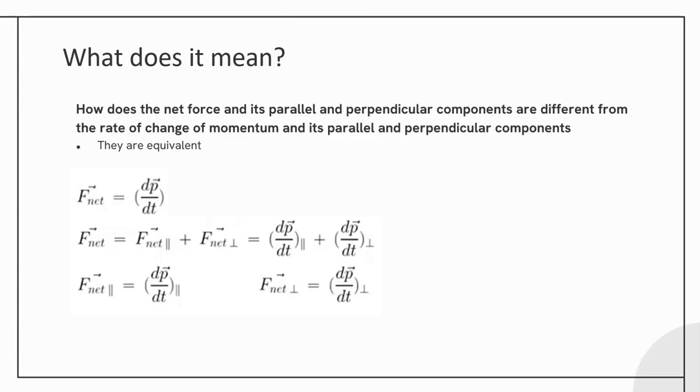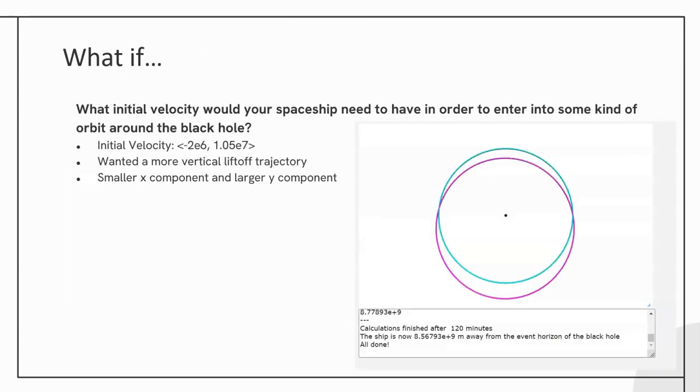For the first question, how does the net force and its parallel and perpendicular components differ from the rate of change of momentum and its parallel and perpendicular components? They don't differ, they are equivalent. This is because of Newton's second law, which states that force is equal to the change in momentum over the change in time, as shown by these equations. Each of their corresponding parallel and perpendicular parts will be equal to each other because they are equivalent quantities.